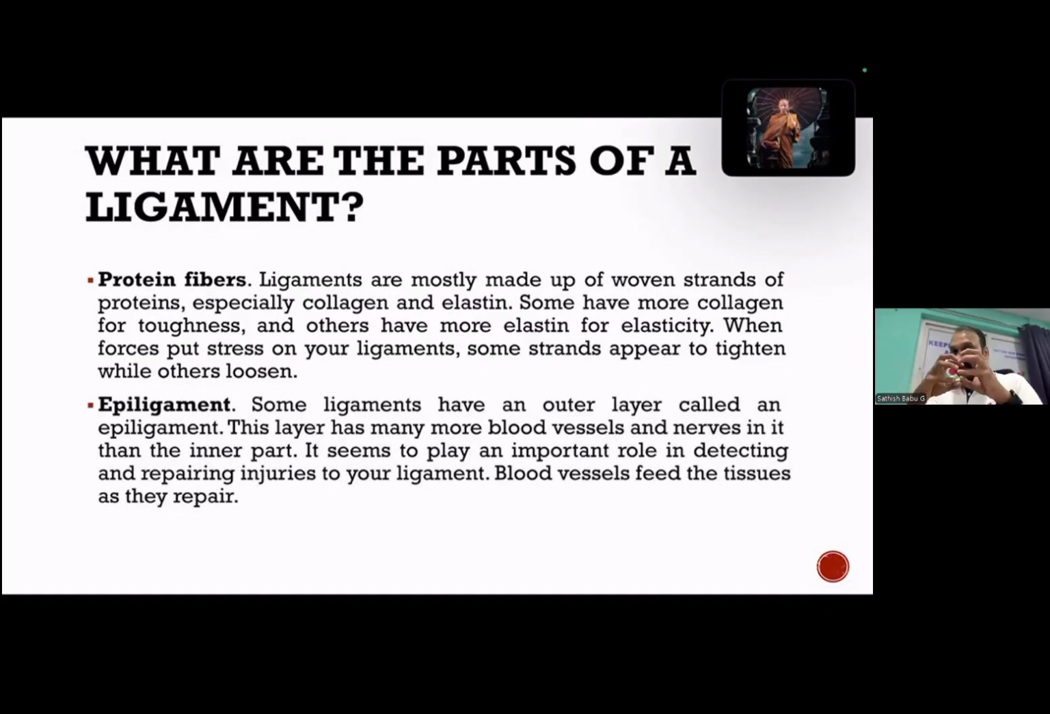So this is the center portion of the ligament, the protein fibers or the primary ligament. And there's something called the epiligament. Epiligaments are the outer layer of the ligaments, which is why it's called epi, on the outer layer. This layer has many more blood vessels and nerves in it than the inner part. It seems to play an important role in detecting and repairing injuries to your ligament. Blood vessels feed this tissue as they repair.